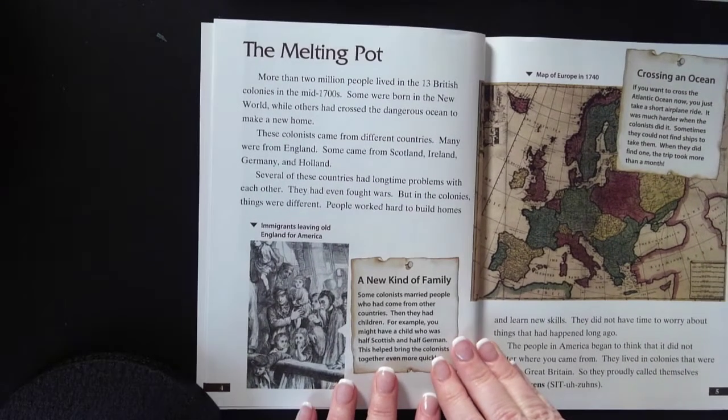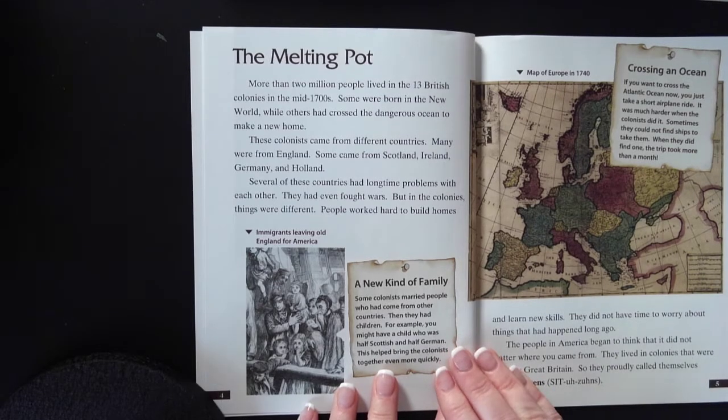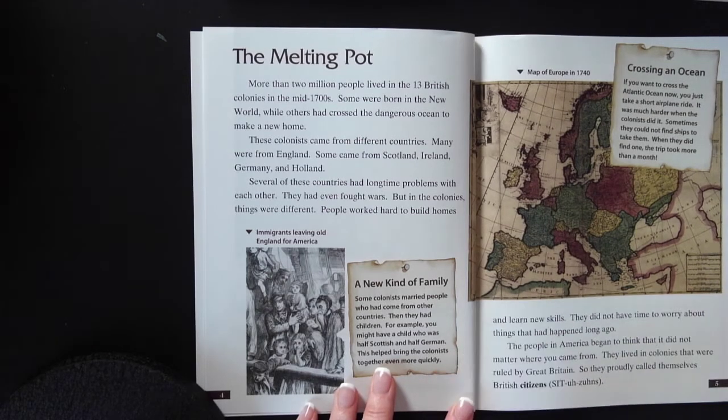More than 2 million people lived in the 13 British colonies in the mid-1700s. Some were born in the New World, which is what the North America continent was called, while others had crossed the dangerous ocean to make a new home. These colonists came from different countries. Many were from England. Some came from Scotland, Ireland, Germany, and Holland. Several of these countries had long-time problems with each other. They had even fought wars.